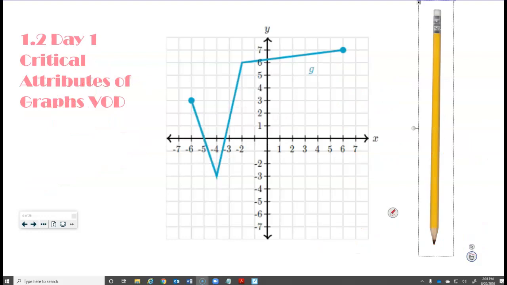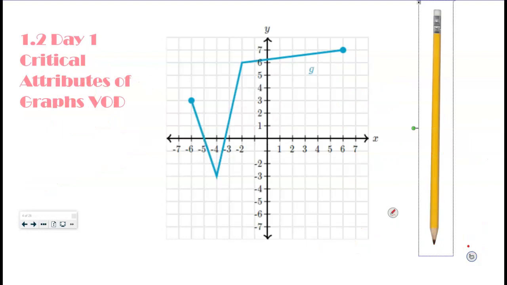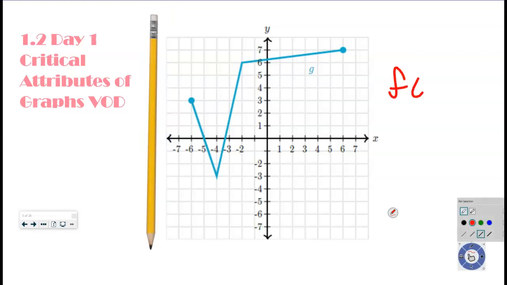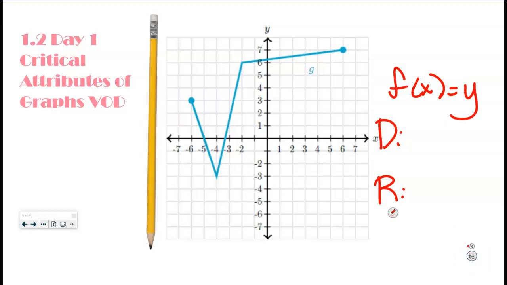Okay, very quickly, I can tell that this is certainly going to be a function because my pencil passes it only one time. So is this going to be a function? Absolutely. Domain, range. Also, this function is continuous, so I'm going to have interval notation.